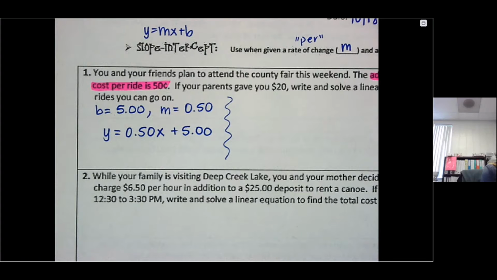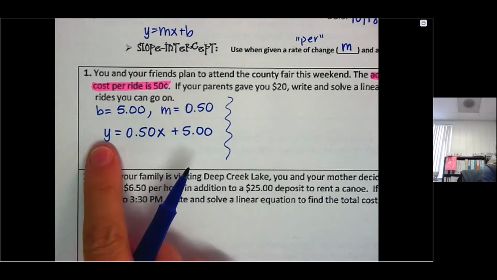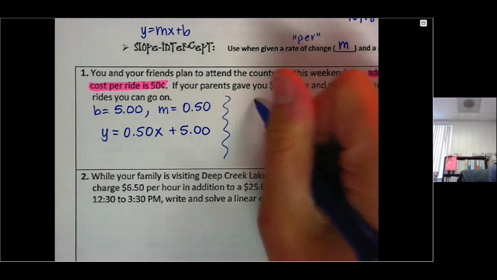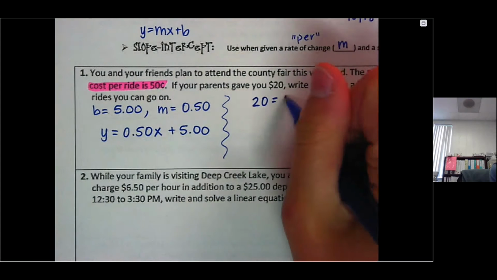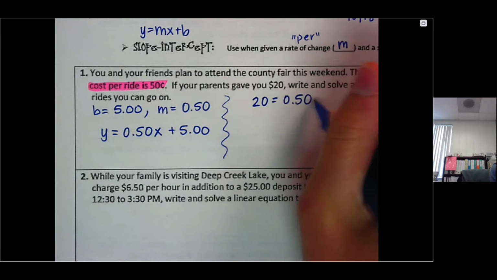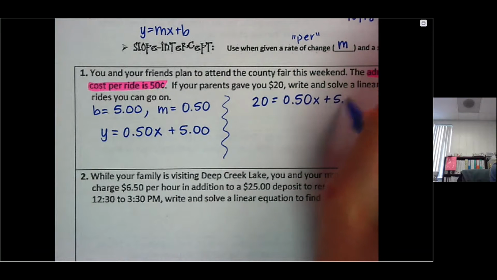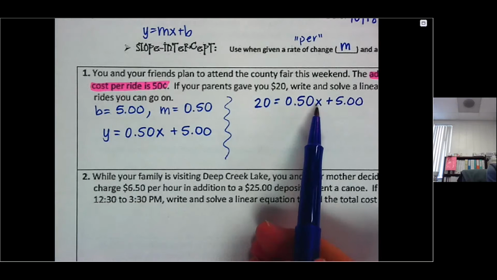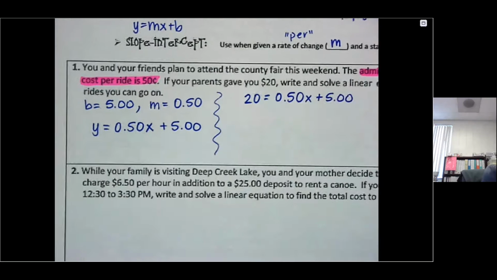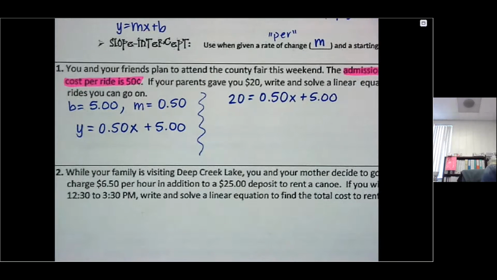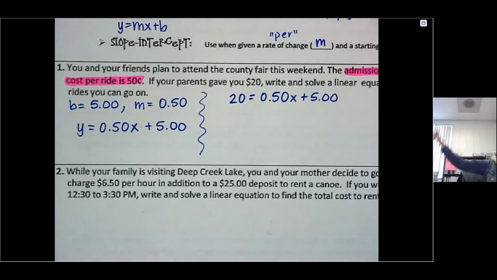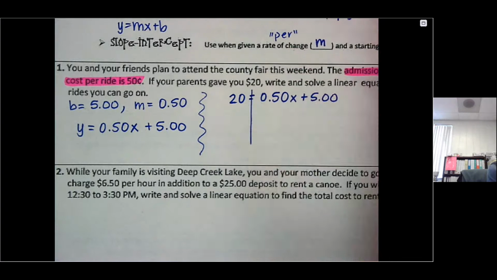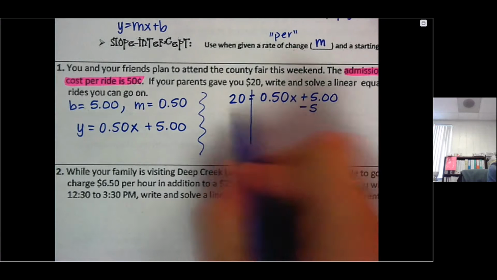So essentially, here's what you're doing. You are plugging in 20 for your Y value. You're saying it costs me $20 in total. That's how much money I have. So you have $20 and you still want to figure out how many rides you can go on right here. That's the X. That's what you're trying to figure out. So before you can divide by 0.5, you have to subtract the $5 that's there because you're trying to get the X all by itself. So subtract 5.